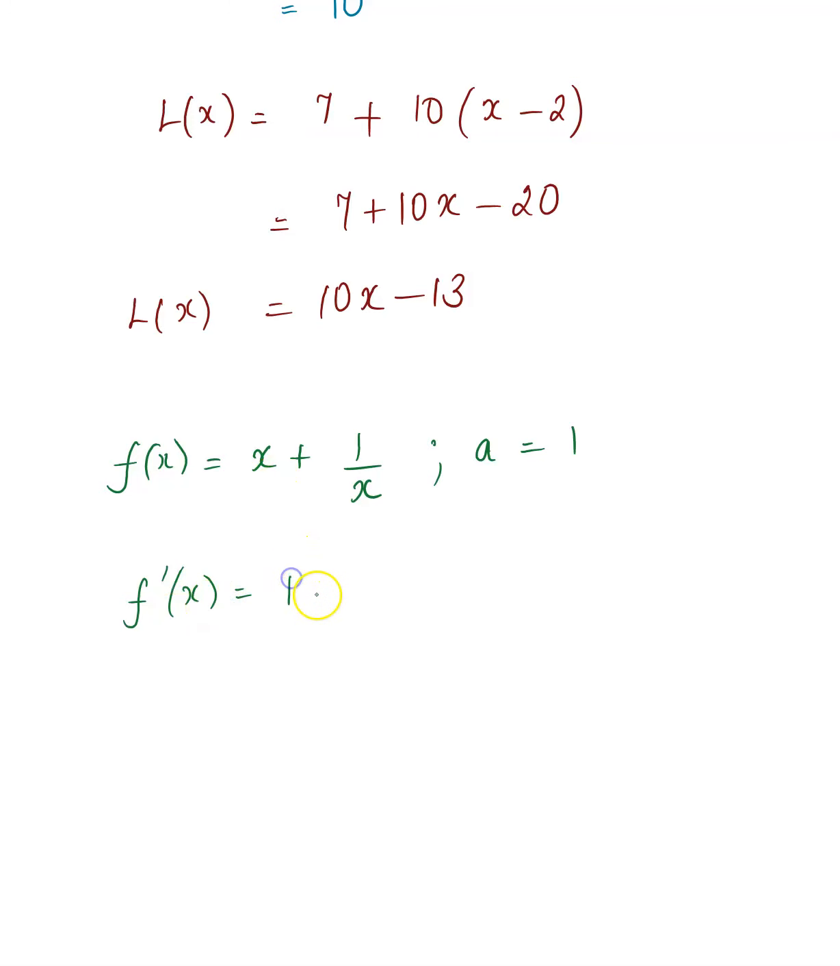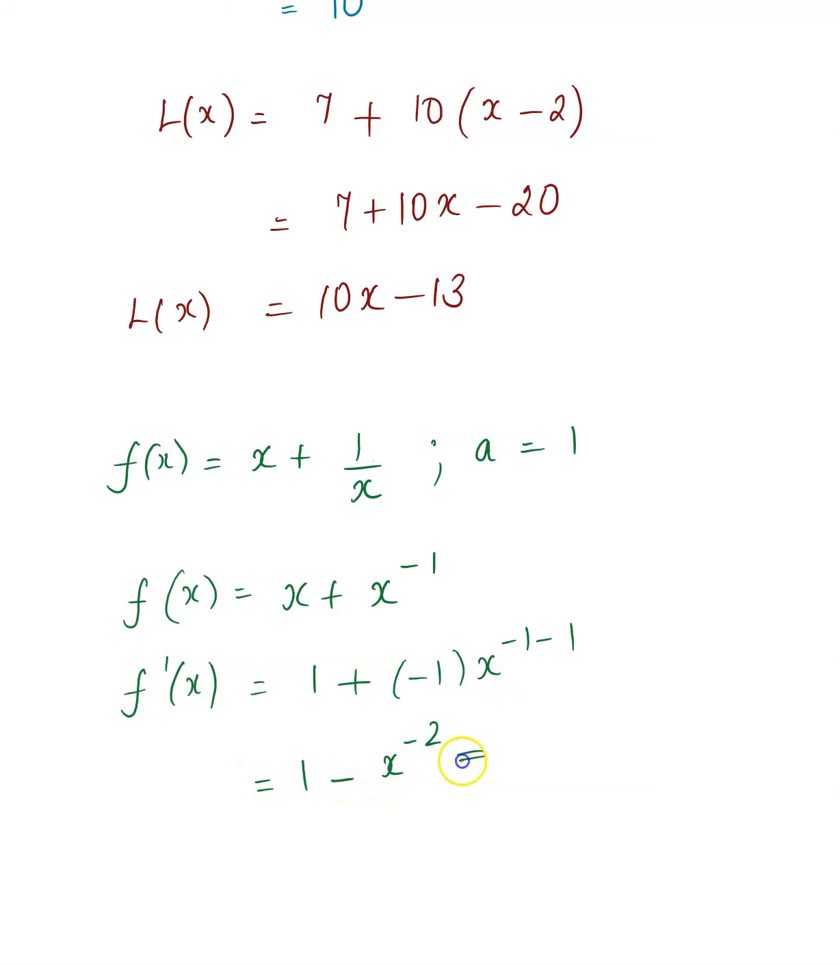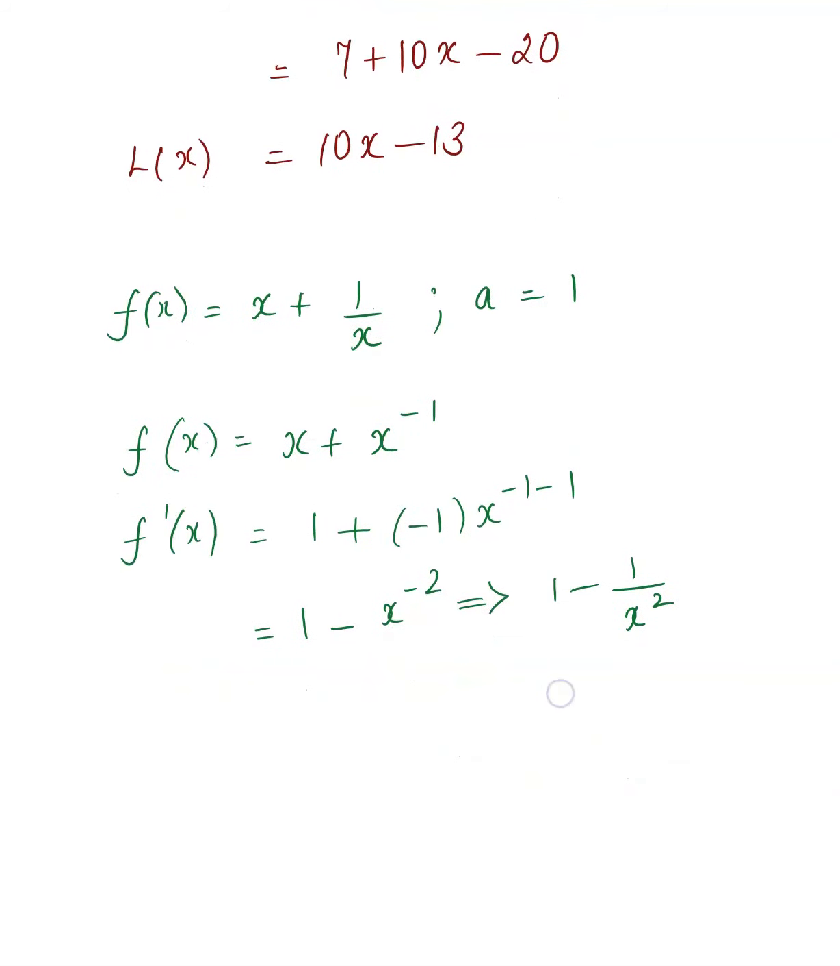Just before that, let me rewrite this f of x as x plus x power negative 1. That way you can do the derivative easily. 1 over x is x power negative 1. So f prime of x will be 1 plus negative 1 times x power negative 1 minus 1. That is 1 minus x power negative 2, which is the same as 1 minus 1 over x squared. We want to rewrite this in the positive exponent form.